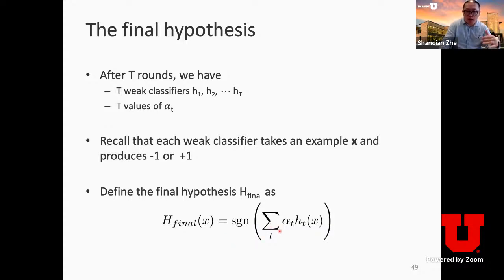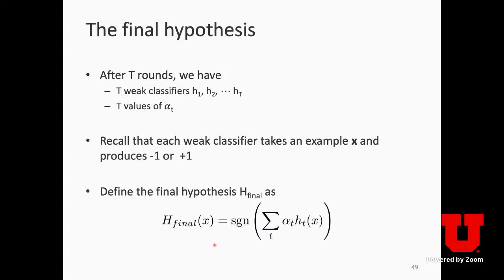Otherwise, if it is negative, it means your total vote for the negative prediction dominates the total votes for the positive prediction. So you end up with a negative value, and your final prediction will be negative. Okay. So any questions so far?